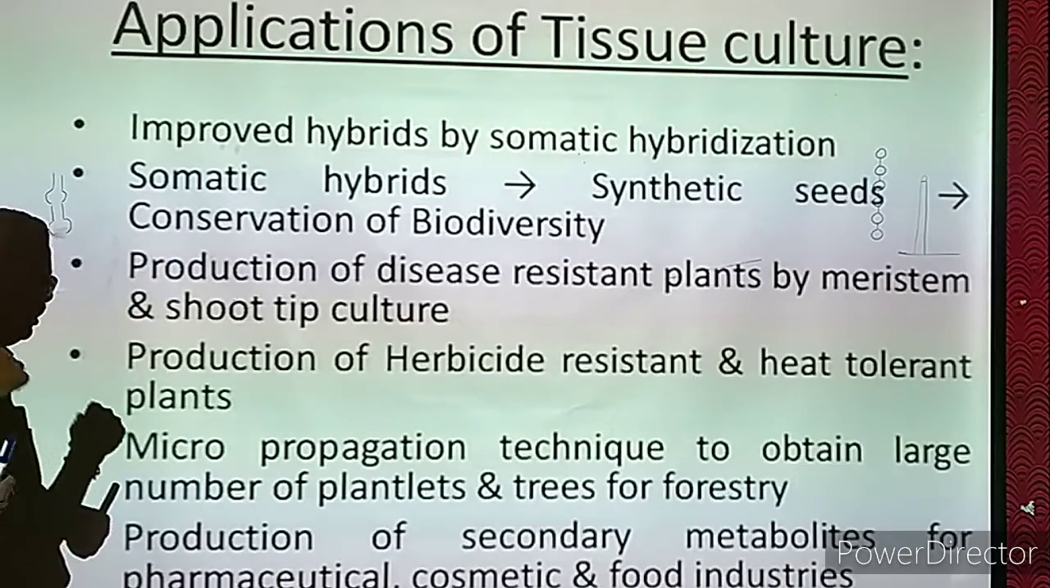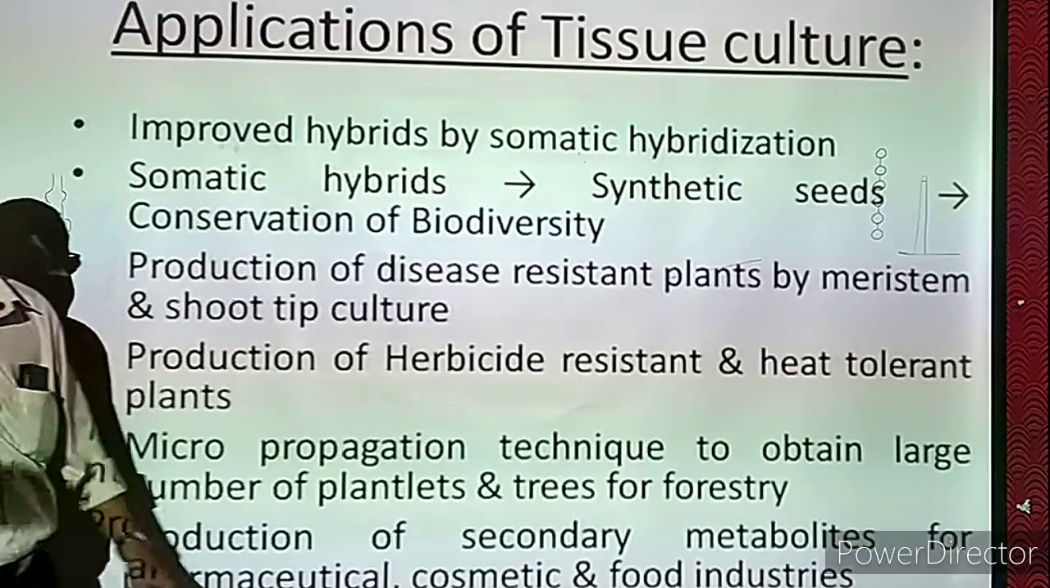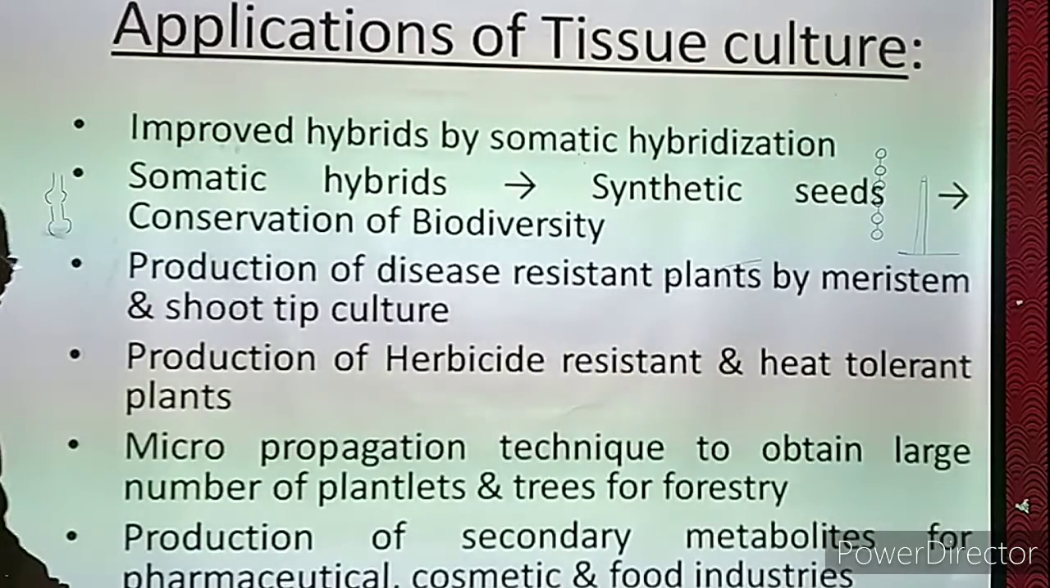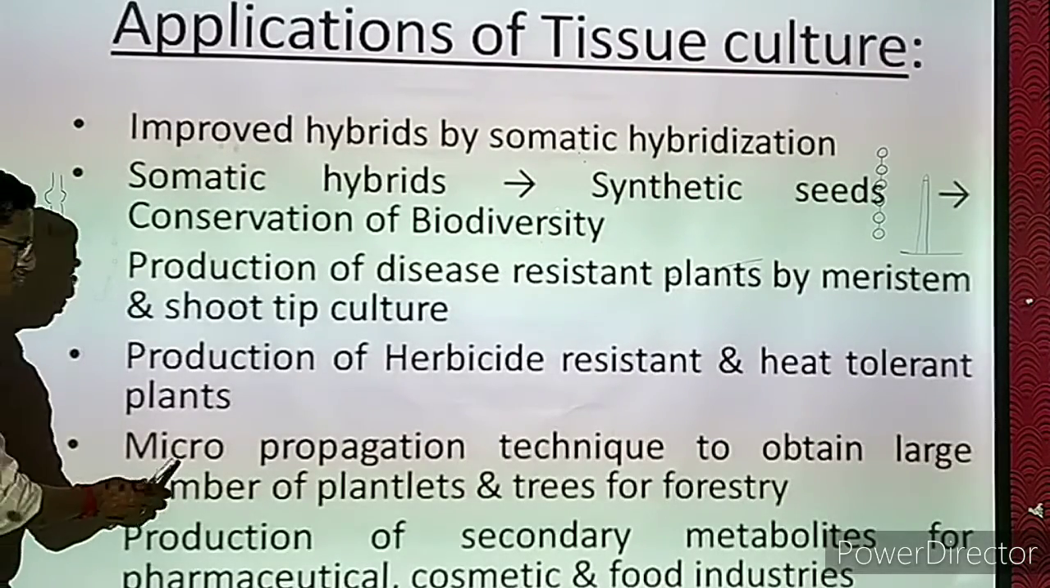The average temperature is increasing, so the plant should become more and more heat resistant. By this method we can develop heat resistant plants. Even if the temperature goes a little beyond the limit, they can bear it.